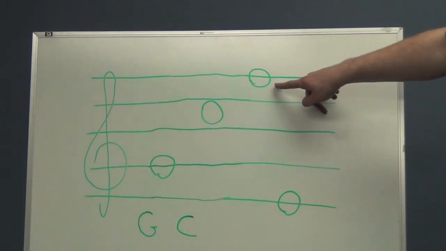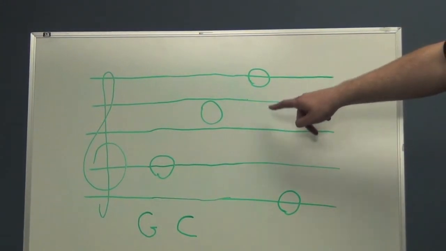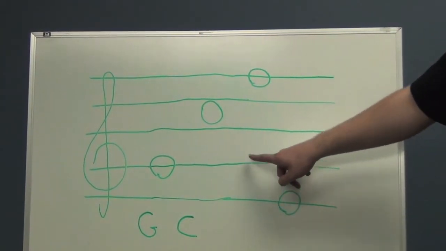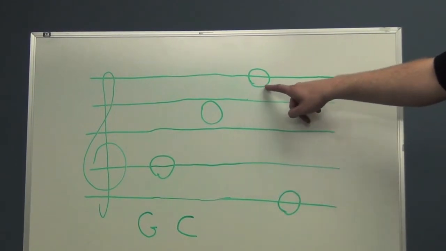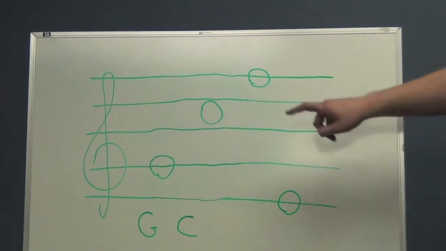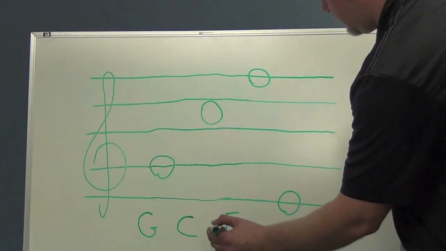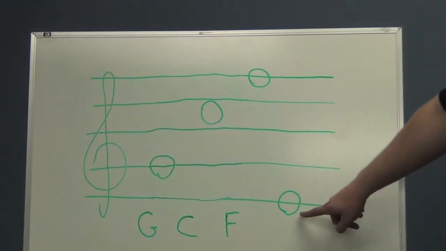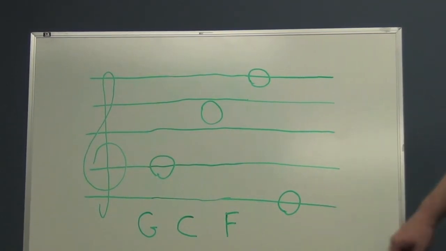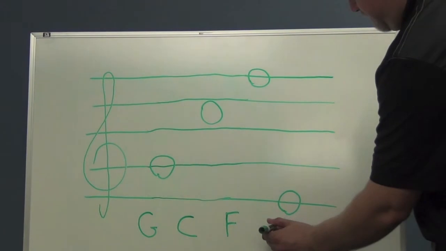This next one here is on a line. It's on the top line. So we said, every good bird does fly. So this is going to be an F. And here we have a note on the first line, which is just going to be every. So this is going to be an E.